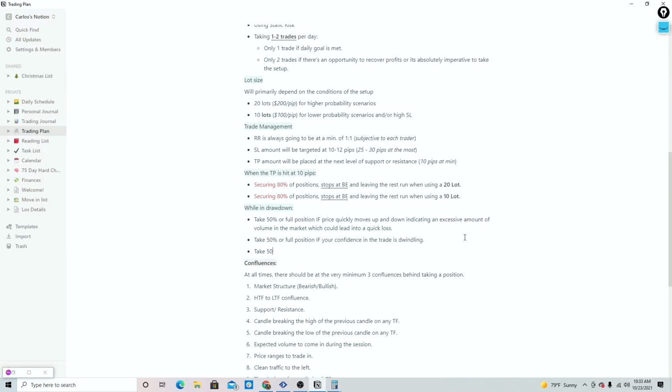Take 50% if the trading candle breaks its own high or low against you, right? Take 50% if the trading candle breaks its own high or low against you.